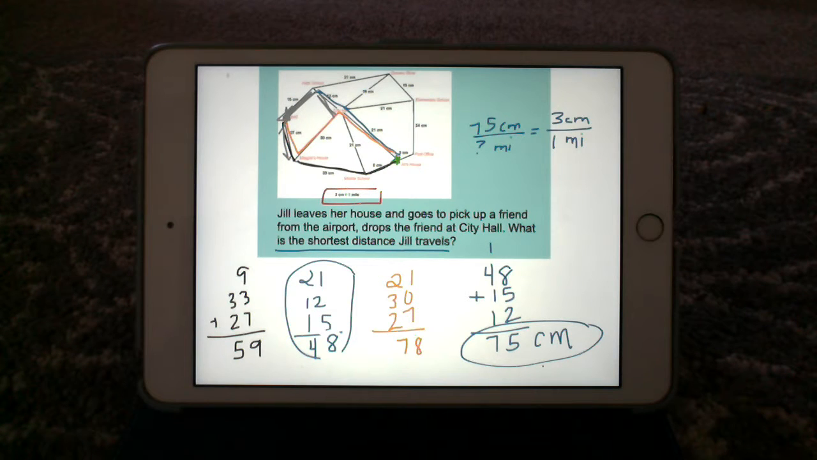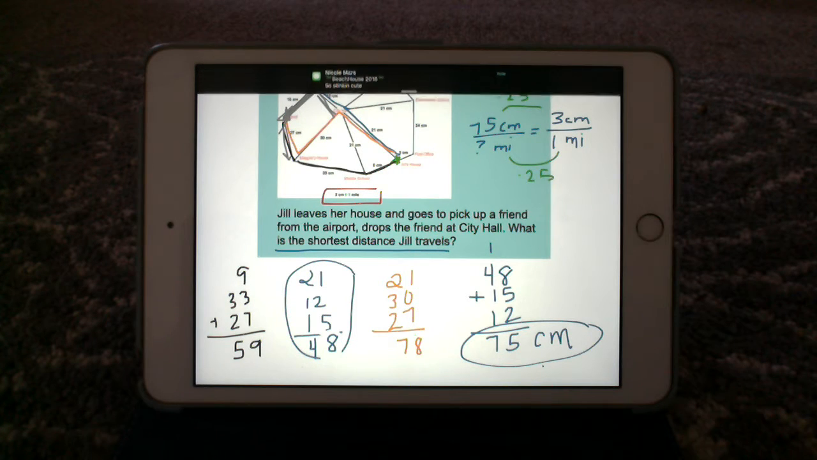Now, a couple different things I could do here. I could use the cross multiplication like the video I sent you in the previous email, or I can look at a relationship. If there is one, there isn't always one, from here to here. Now, I know that 3 times 25 is 75, so 1 times 25 is 25, so 75 centimeters is equal to 25 miles.